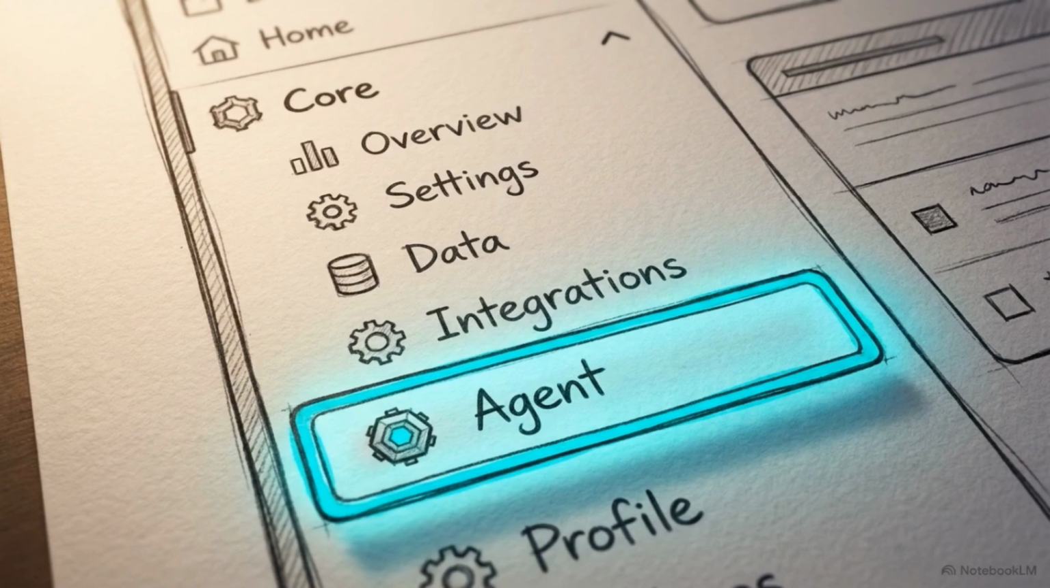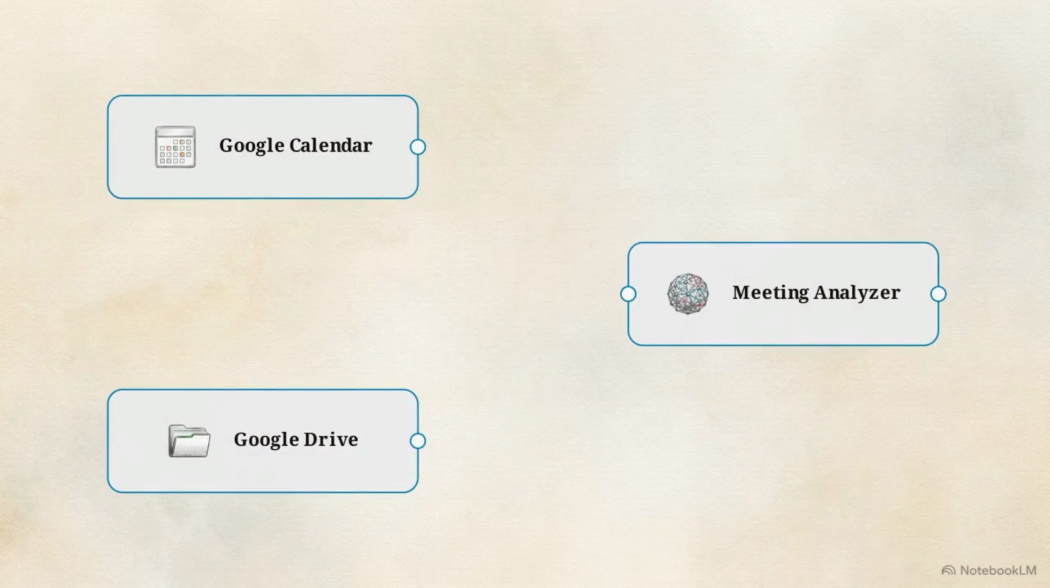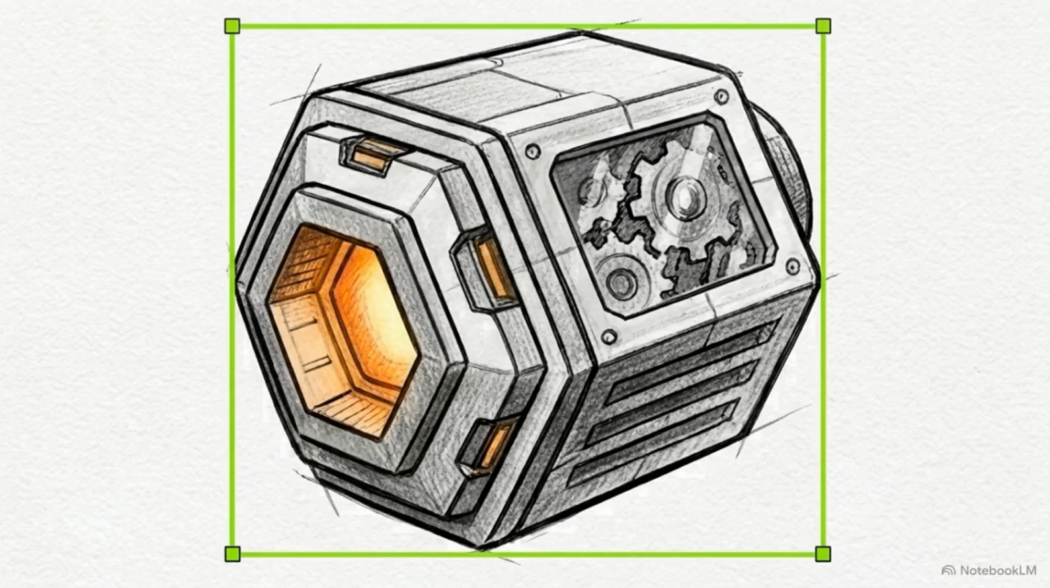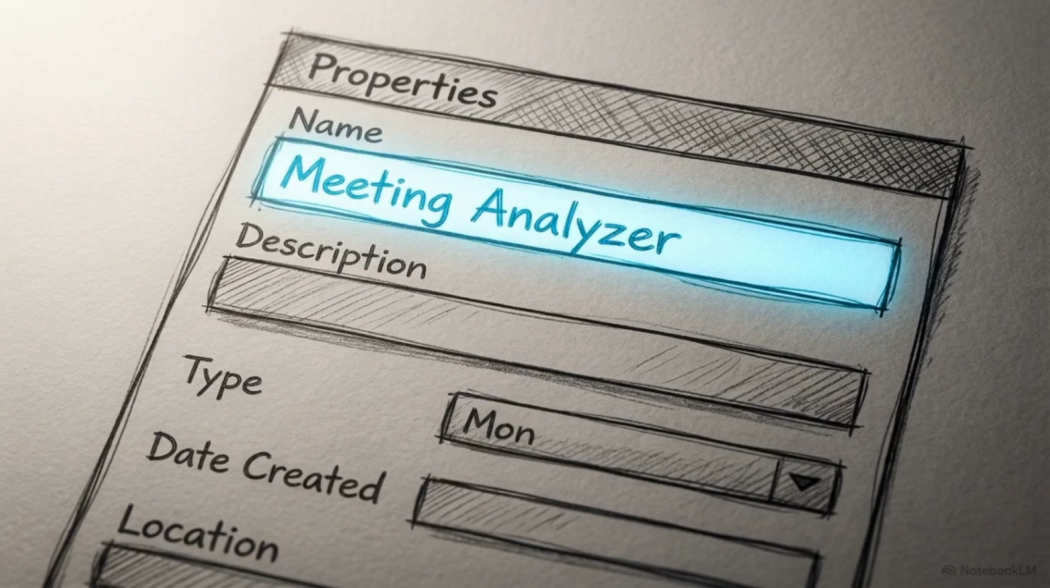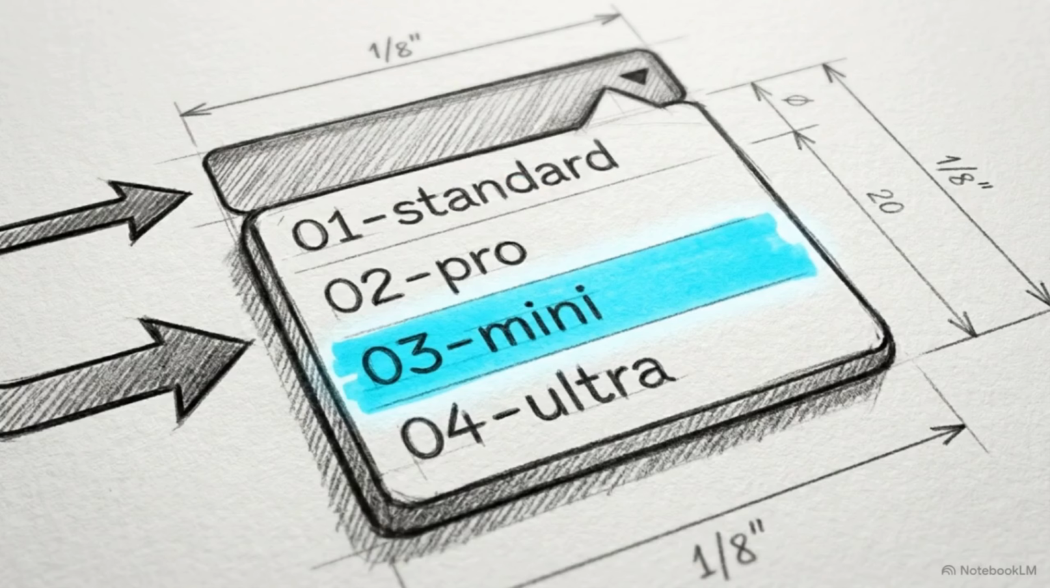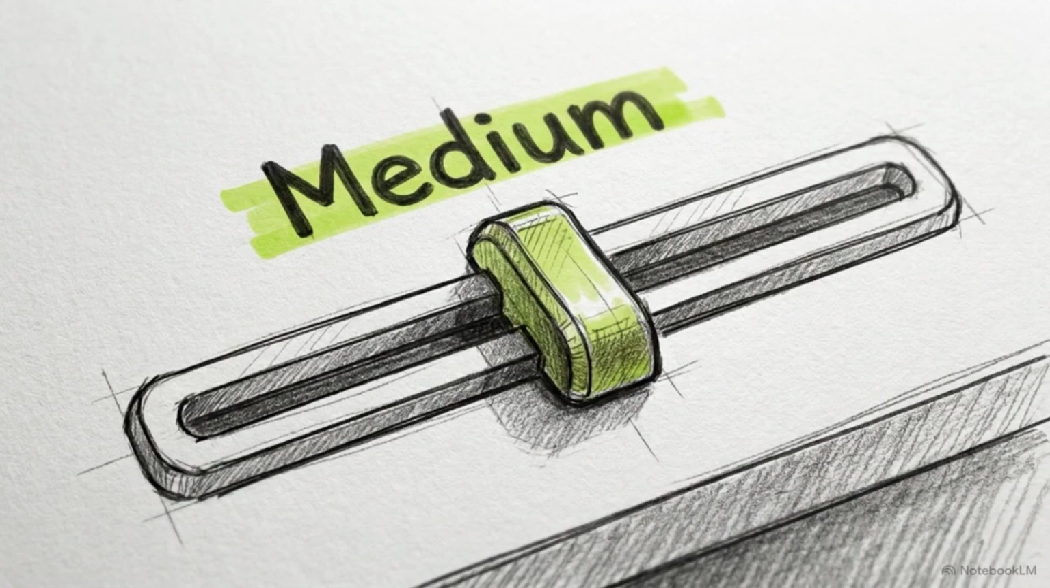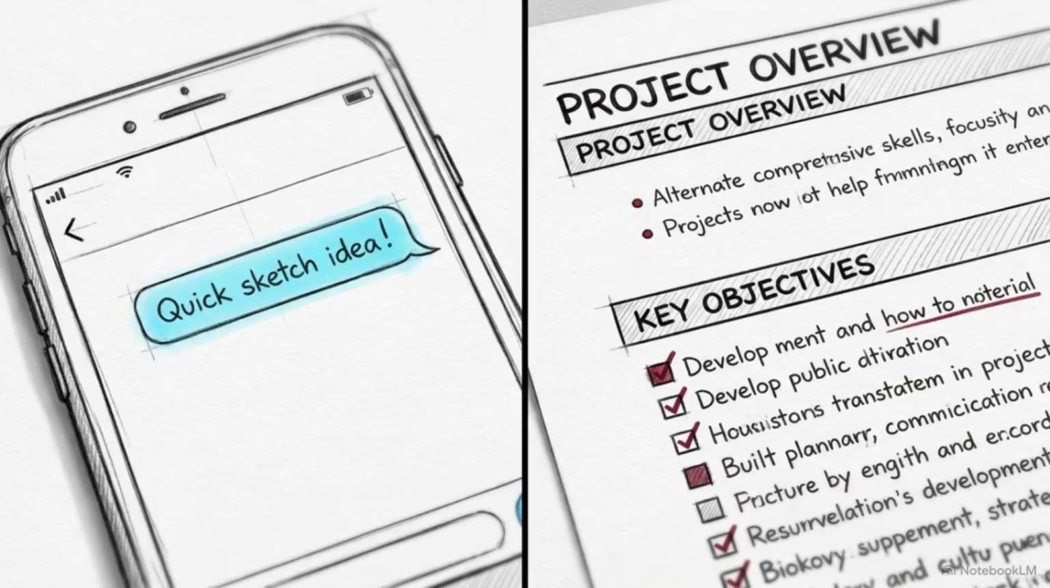Go to the Core menu and drag an agent block onto the canvas. Now route your data by drawing an arrow from the calendar block into the agent and another from the drive block into the agent. Click on the agent block to configure it. Name it Meeting Analyzer. Select 03-Mini as the model and set reasoning to medium. This is where we write the prompt contract.